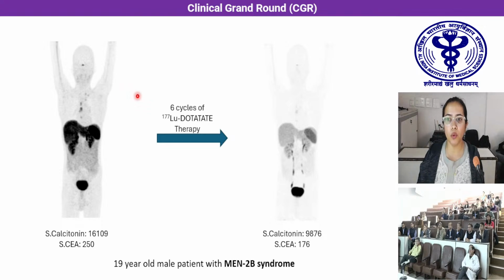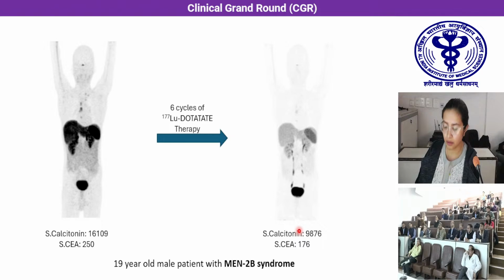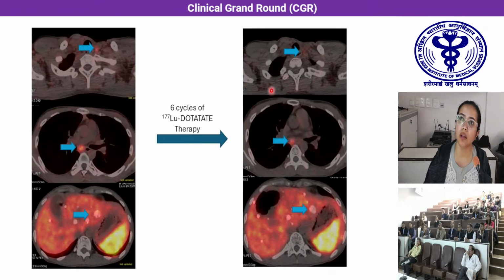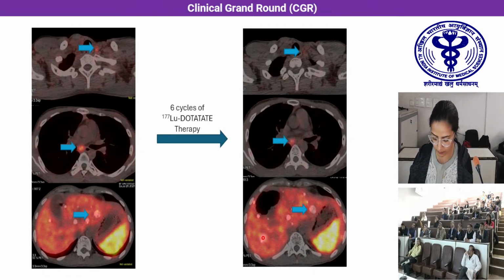So, this is a MEN2B syndrome patient, metastatic medullary thyroid carcinoma. When the patient was referred to us, the serum calcitonin was 16,000 and serum CEA of 250. The patient underwent 6 cycles of 177 lutetium DOTATATE therapy. The therapy is given at an interval of 2 months. Thus, after 1 year, there was a decrease in serum calcitonin and serum CEA. On the axial imaging, the lower cervical lymph nodes, subcarinal lymph nodes, and liver lesions showed stable disease.